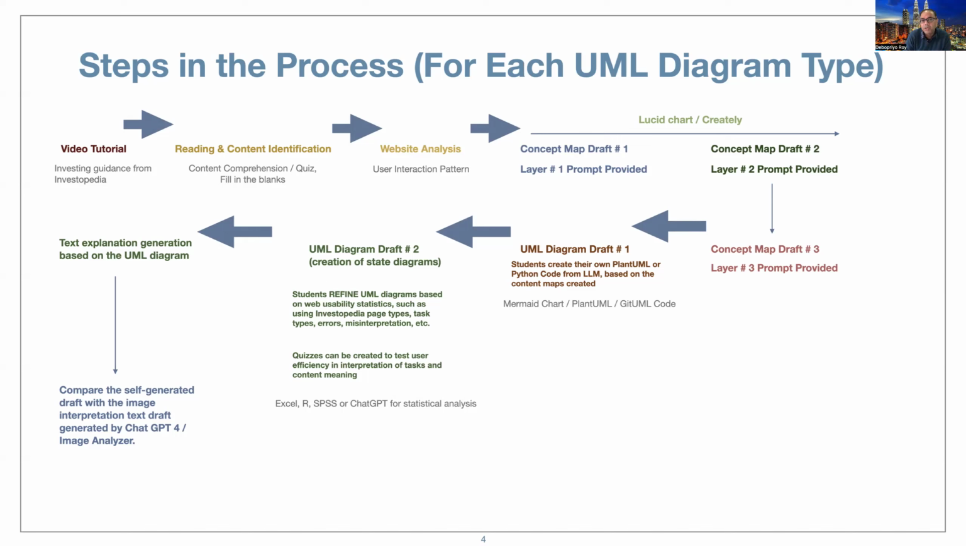And you're showing them not only the prompts for that. Alternatively, you can also show them the made concept maps using something like Lucidchart, then plant UML, Git UML coding, and so on. And then you move on to the UML diagramming part two, draft two, where you actually create state diagrams. State diagrams show the different states that a user of the system is in.